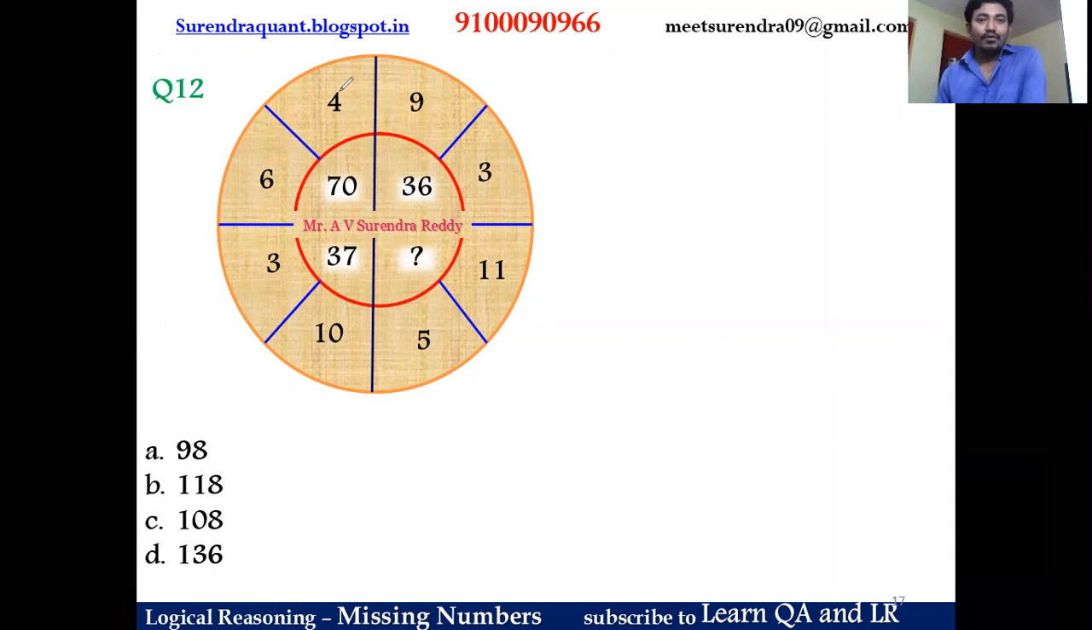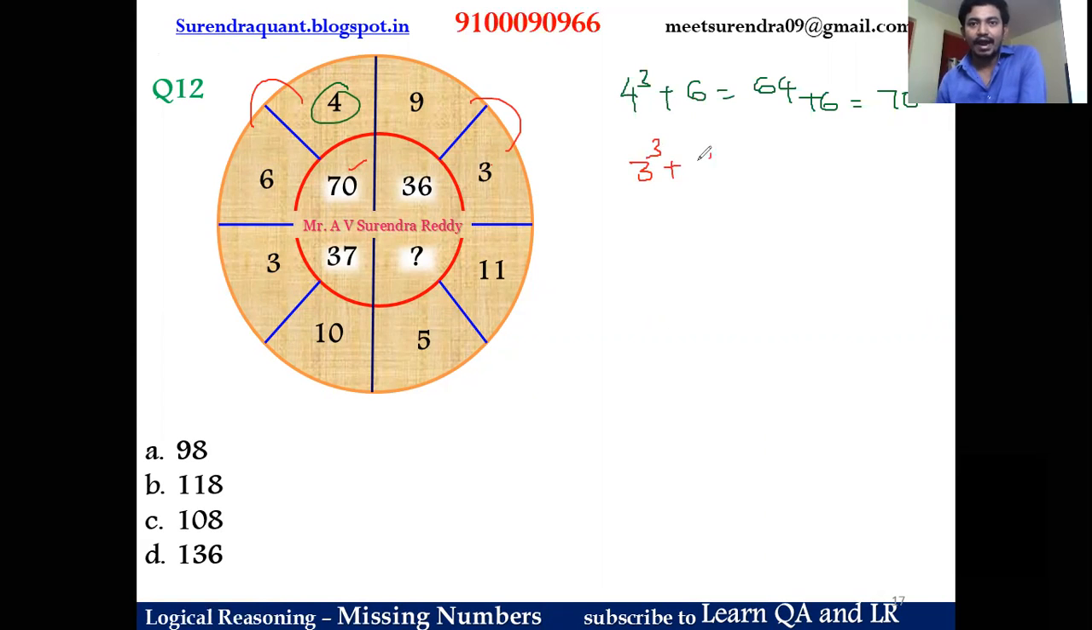Now, what is 4 cube, the small number cube? 4 cube is 64. If I add the other number, 64 plus 6 is 70, right? Yes. Yes or no? Here, small number cube. This segment is done. We got 70 perfectly. Now, for this segment, 3 cube is 27. Add the big number. So 27 plus 9, the sum is 36. Yes, satisfies.